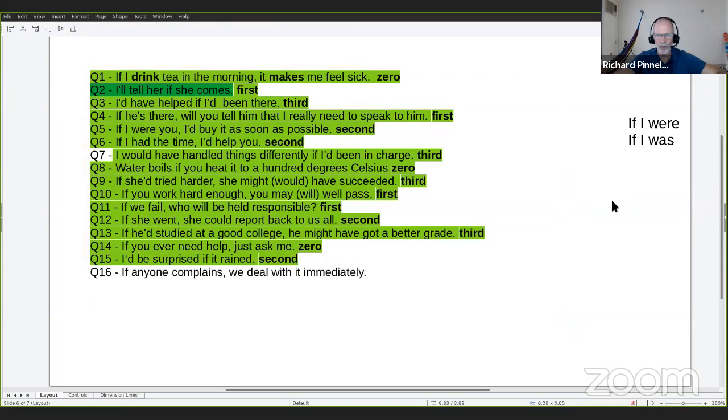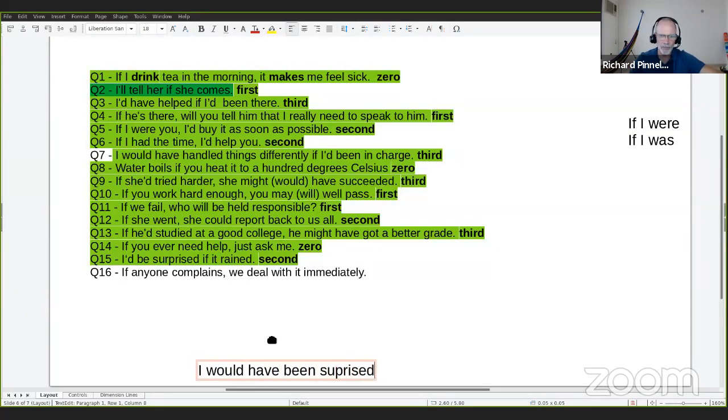Let me just write the third conditional here so you can see the difference. I would have been surprised if it had rained. This is the third conditional with would plus have plus past participle. And here it's I'd be, and here it's I would have been. And here it's if it rained, past simple. If it had rained, past perfect.